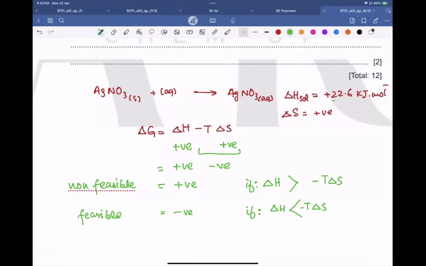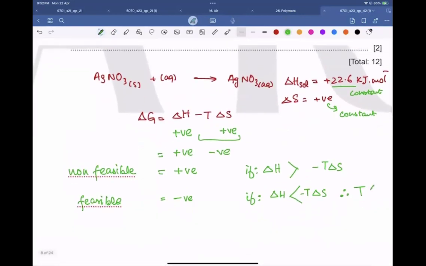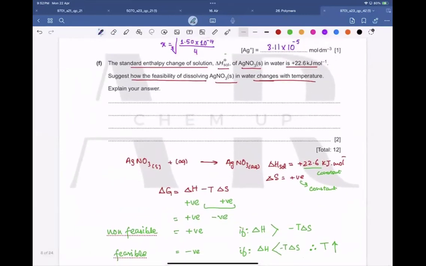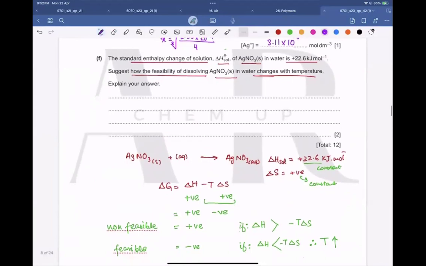Okay. Now see, this value is going to be constant. The enthalpy change is not changed, and the change in randomness is also going to be constant. So how does it happen that T delta S becomes greater than delta H? It is only possible when the temperature is increased. What happens to the temperature? The temperature increases. So that's what I'm going to explain over here: how the feasibility of dissolving silver nitrate in water changes with the temperature.